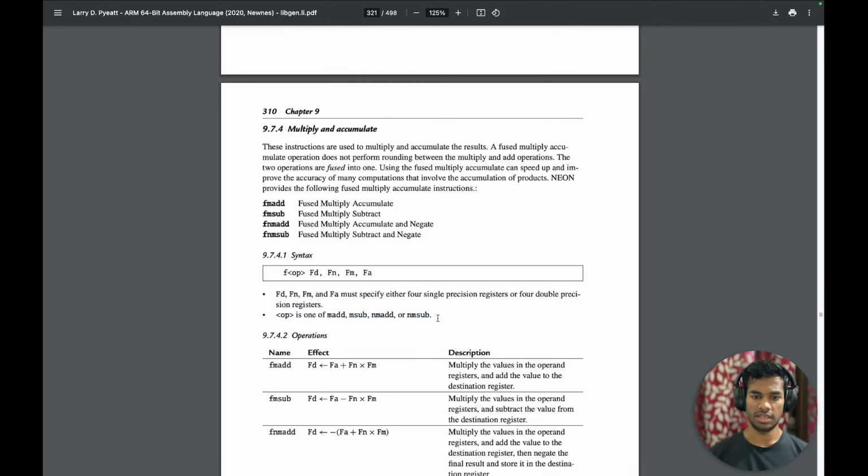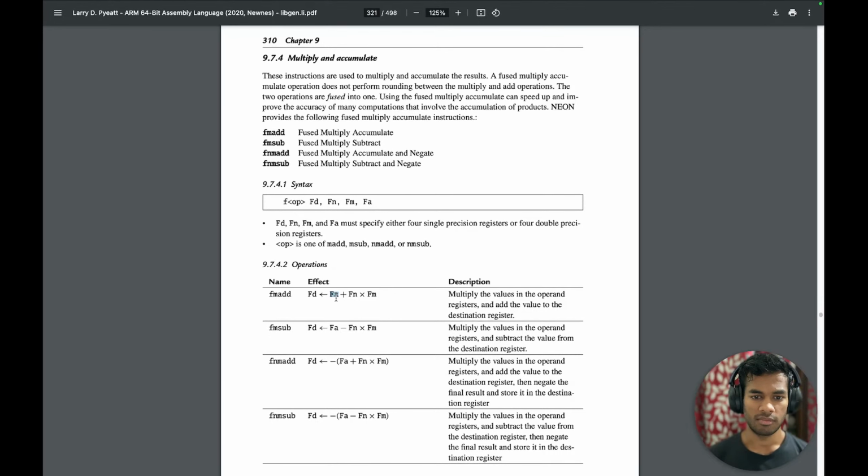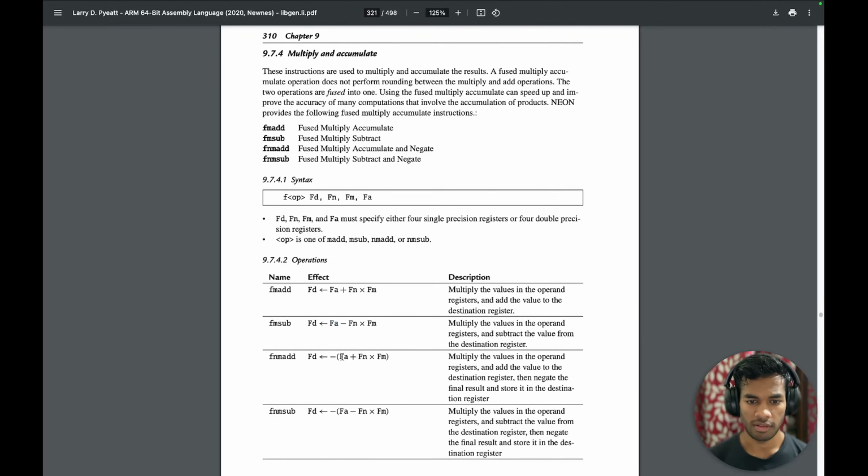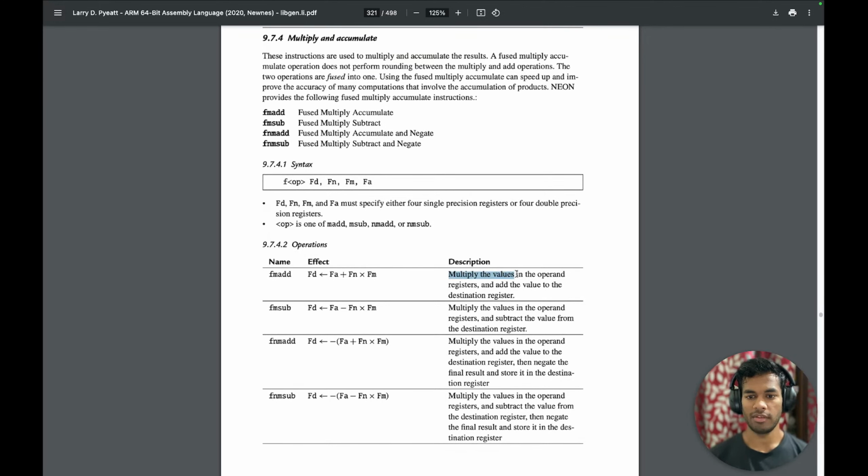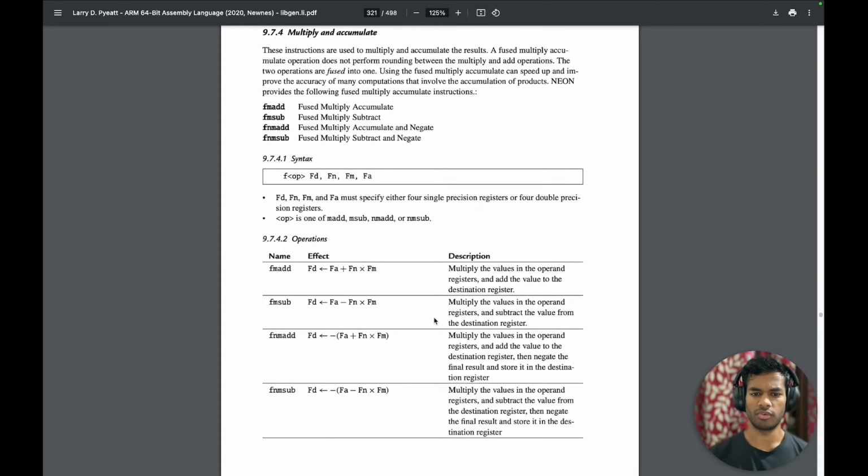OP is one of these. And what does this mean? The accumulate register is added to, subtracted from, or negated. The operation can at the end be negated. Multiply the values in the operand registers and add the values to the destination register. Multiply the values in the operand registers and subtract the value from the destination register, or from the accumulator register, and then store it to the destination register.